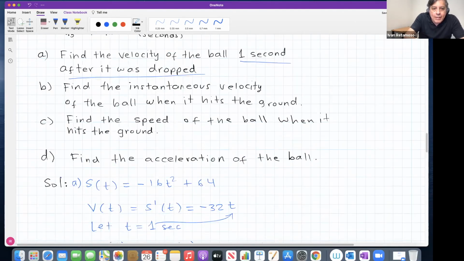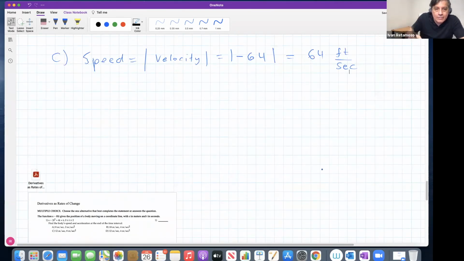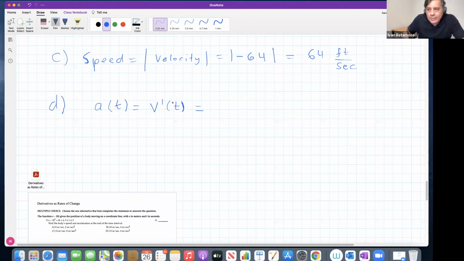Very good, guys. Part D says find the acceleration of the ball. Part D, acceleration of the ball. Remember we said the acceleration must be seen as the derivative of the velocity, because it's the instantaneous rate of change of the velocity with respect to time. So you take the derivative of your velocity function. But the velocity function, we found out, is just negative 32t. So we've got to take the derivative of that function. But what is this derivative? Can anyone tell us what's the derivative of negative 32t?